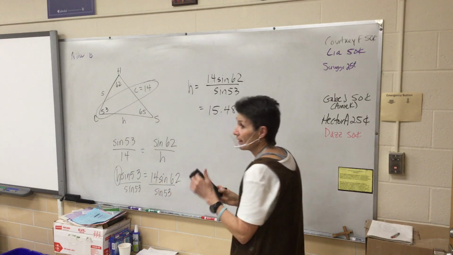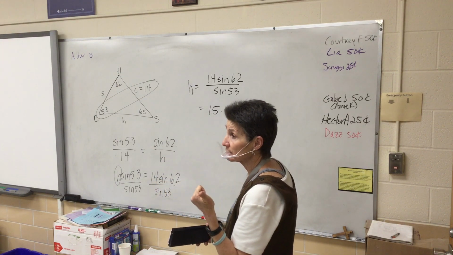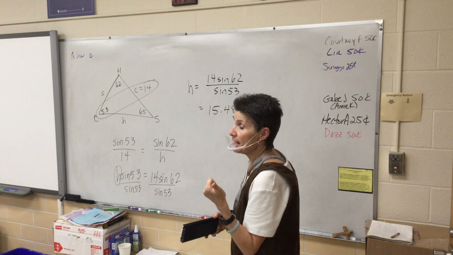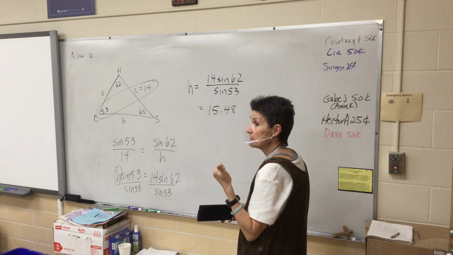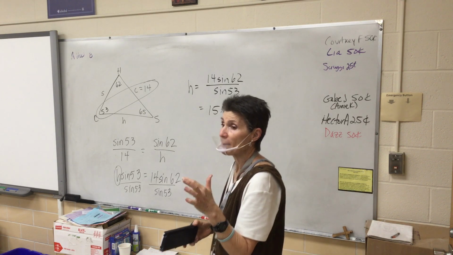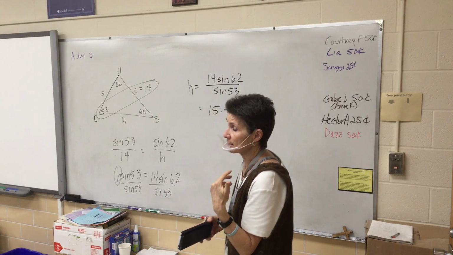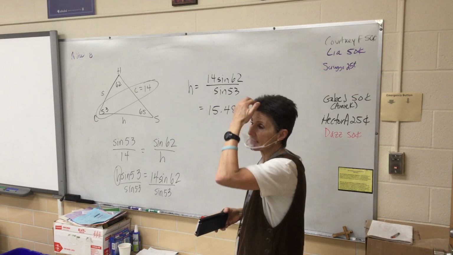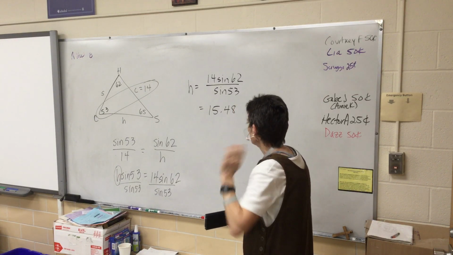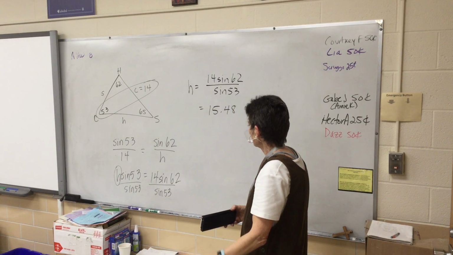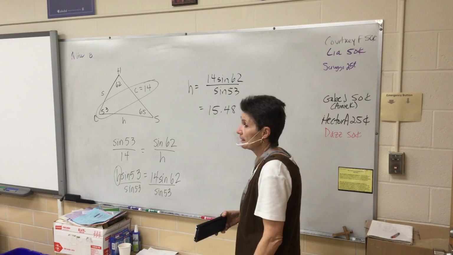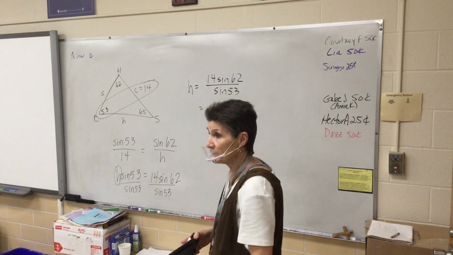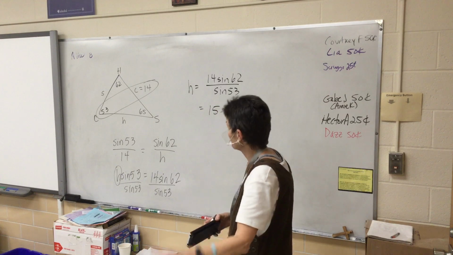Okay, well, you want to make sure your calculator's set in degrees. You're right. And then in this chapter, everything we do is in degrees, okay? So we have no need for radians in this chapter. So set it in degrees and leave it in degrees. Did somebody else get 15.48? Yeah, I did. Okay, perfect.